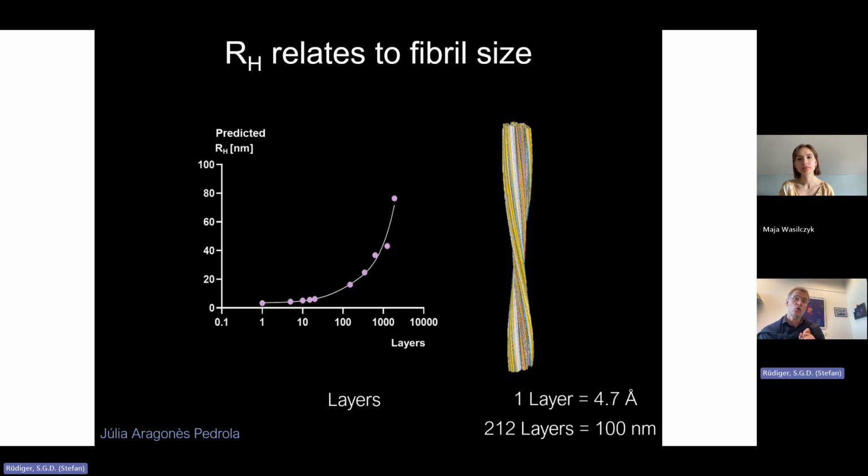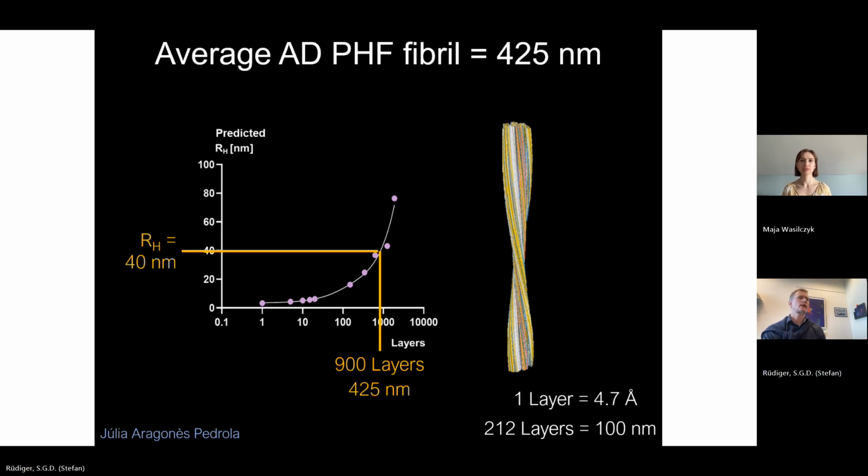If you know the structure of a particle, there's a FIDA software module that allows you to predict the hydrodynamic radius of a structure of a certain size. With that, we could predict what the hydrodynamic radius would be for increasing fibril length. We know from these tau fibrils that the distance between two layers is 4.7 angstrom, so 212 layers would be 100 nanometers. For the tau fibrils, we have a hydrodynamic radius of 40 nanometers, which corresponds to 900 layers, or 425 nanometers.